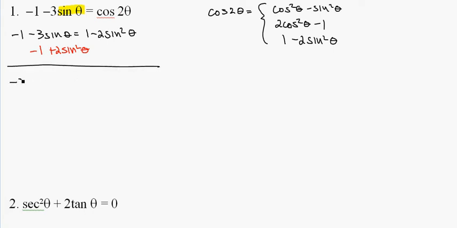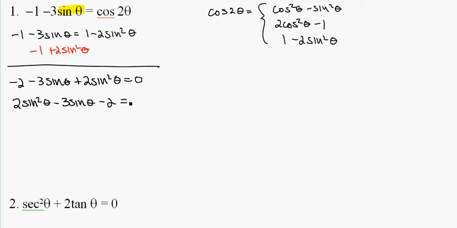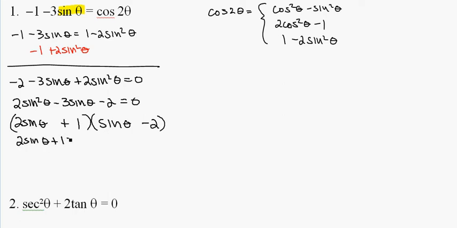So I get negative 2 minus 3 sine theta plus 2 sine squared theta equals 0. I'm going to rewrite the order, so I get 2 sine squared theta minus 3 sine theta minus 2 equals 0. So to factor it, it has to be 2 sine and sine. I want a negative 3, so this is going to be a negative 2, and this is going to be a plus 1. Is that what I want? Yep. So I set these two factors equal to 0.